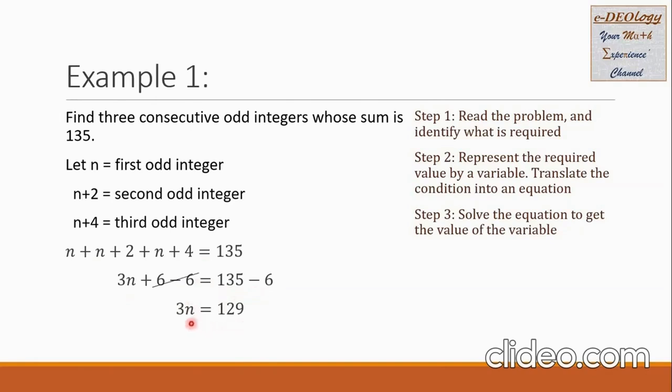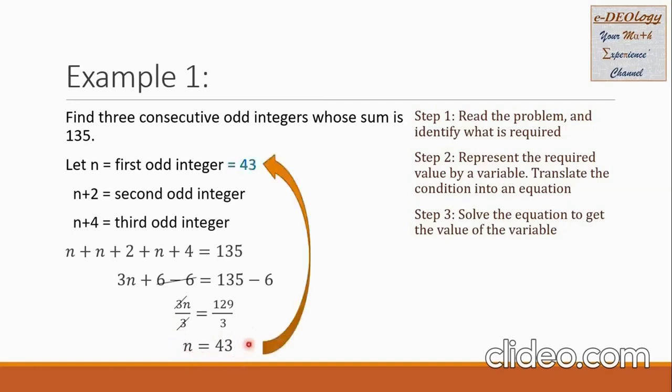We want to get the value of n, so we will divide the equation by the coefficient of n, and that is 3. So the 3n divided by 3 equals the 129 divided by 3 also. We can now cancel the coefficient 3 and the divisor 3. So we'll have now the n equals 129 divided by 3 is 43. So n is equal to 43.